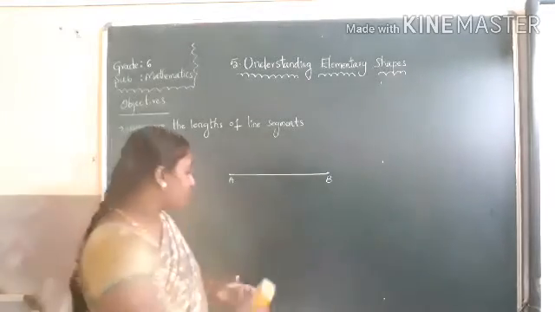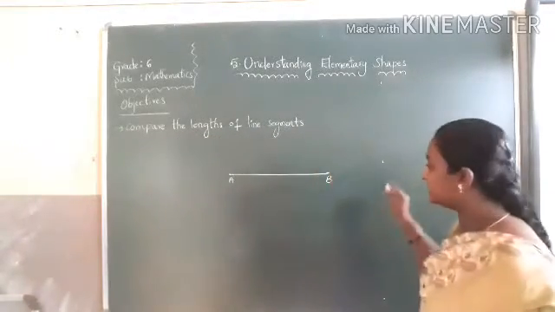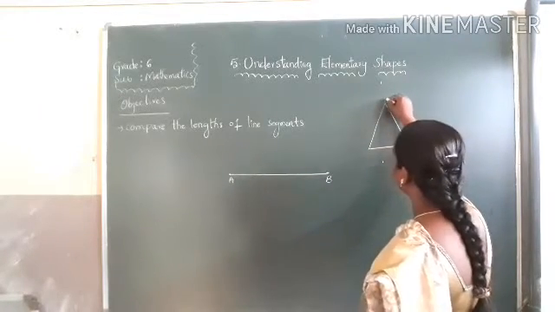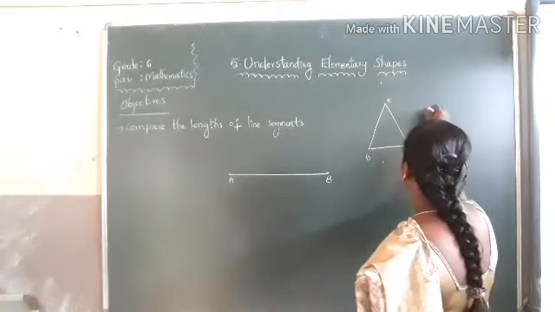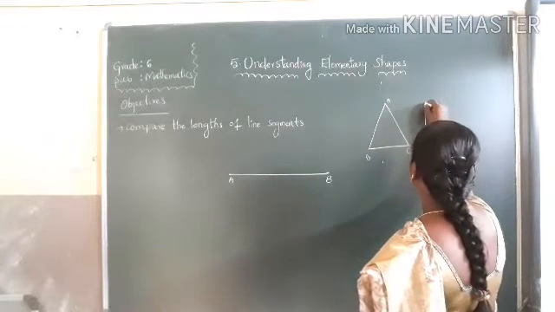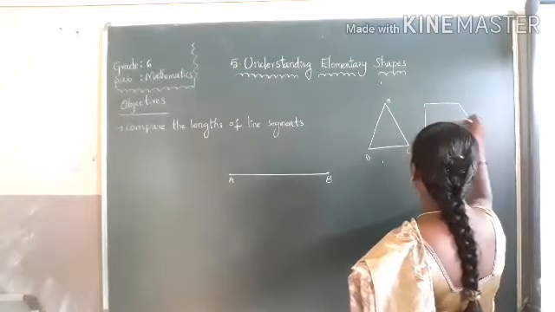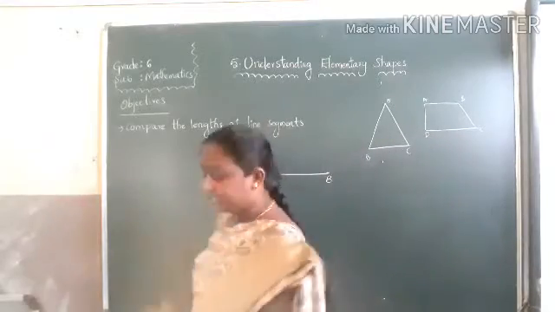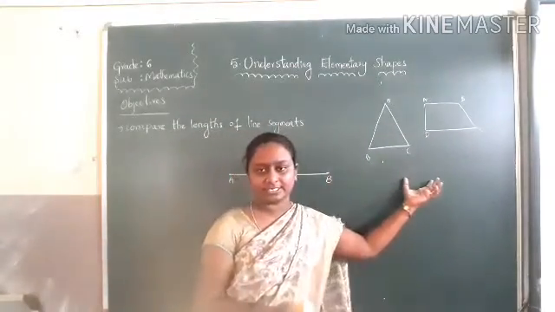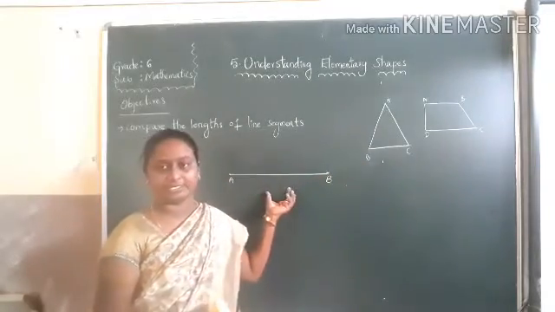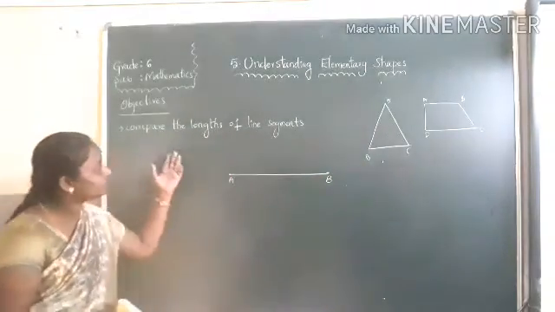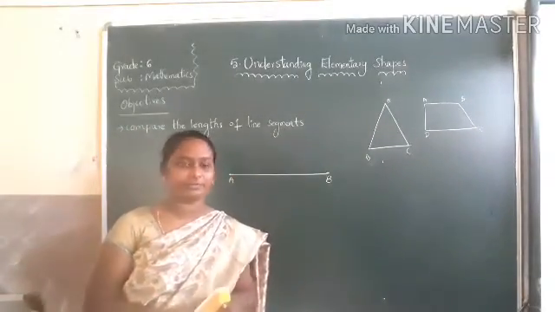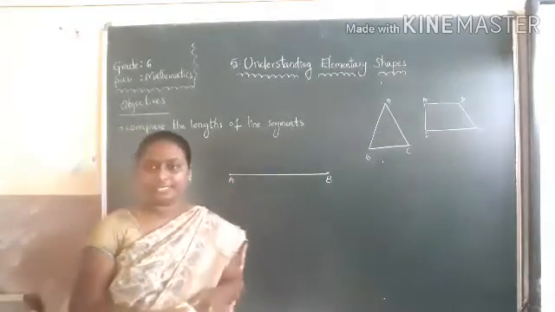Using line segments, we can construct a triangle also. A triangle is made up of how many line segments? Three line segments. Very good. And what about the quadrilateral? A quadrilateral is also made up of four line segments. So in the construction of triangles and quadrilaterals, we have used line segments. Now, how to measure the lengths of line segments?